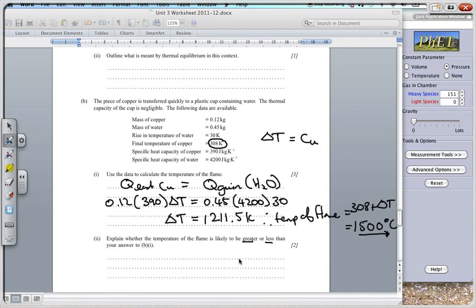Well, it's likely actually to be greater, because we are assuming that all this energy that came from the copper went into the water. But in actual fact, you would get a certain energy loss. There would be a certain heat loss here. So therefore the copper would have had more energy, and therefore the temperature of the flame is likely to be more. Okay, I'm sure you can write that in for us. That would be great.